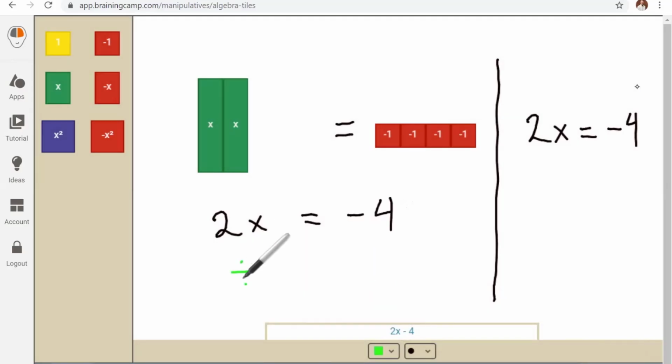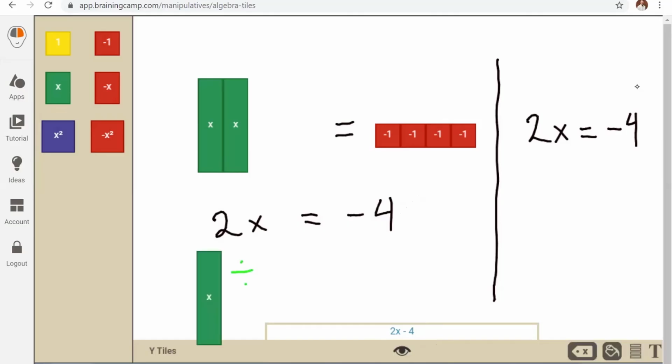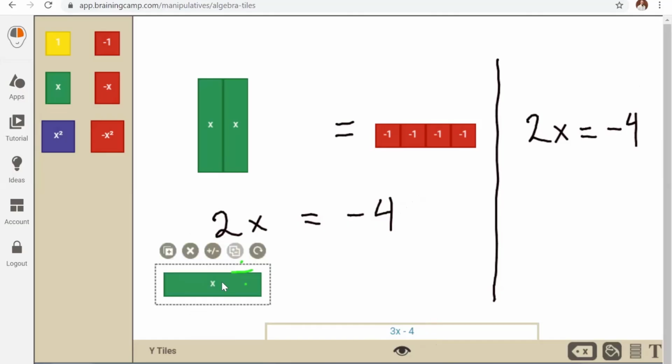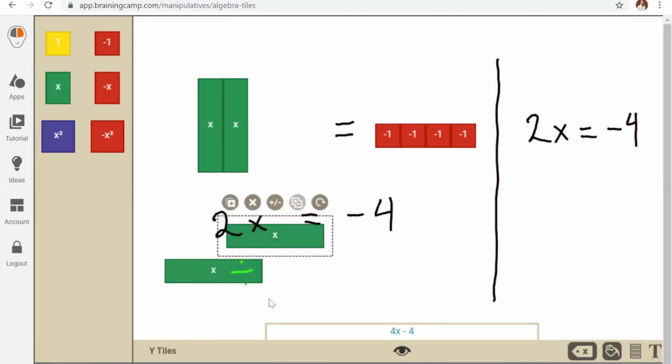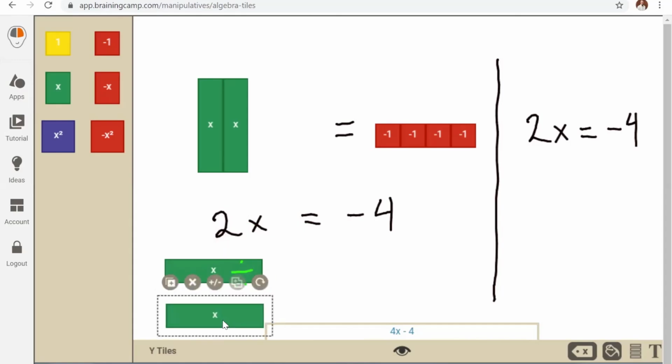So what are we going to do? We are going to divide our x into 2 groups. Now let's take a look at what that might actually look like here with our manipulatives. If we say, so we have 2x here, right? Let's see if we can rotate these just a little bit, just like that. So we have 1x and a second x here that we've split into 2 groups.